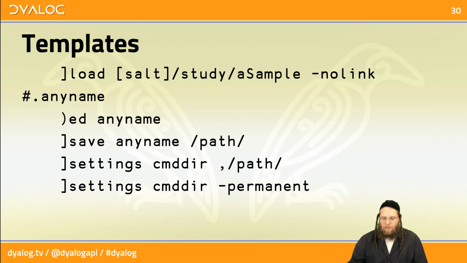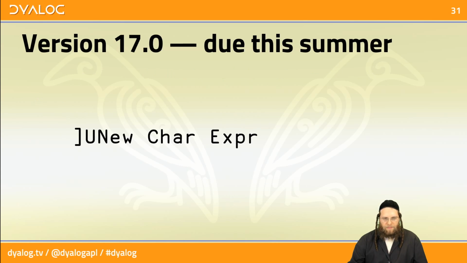And if you're happy with the results of it, then you can do settings command dir -permanent, so that the changes will have effect next time you start APL again. My vision here for 17 is that you can even write unew and give it a couple of names of commands, and it will make a template for you that fits with as many commands as you supply the names of.